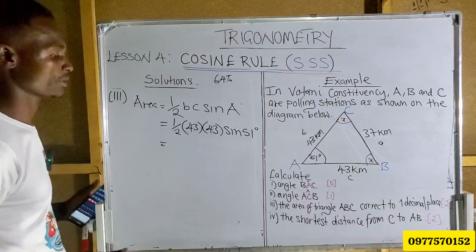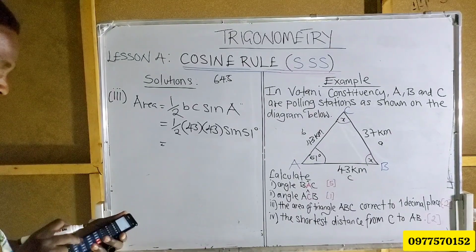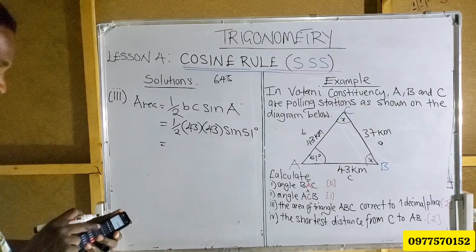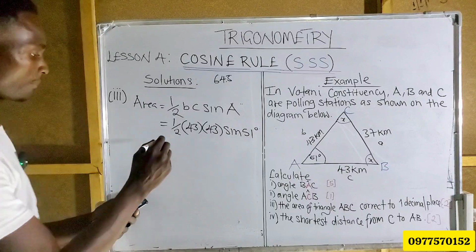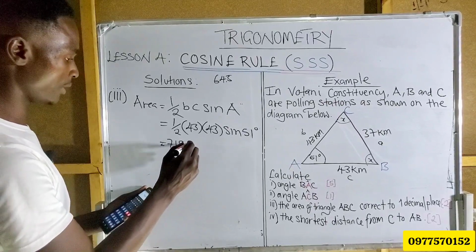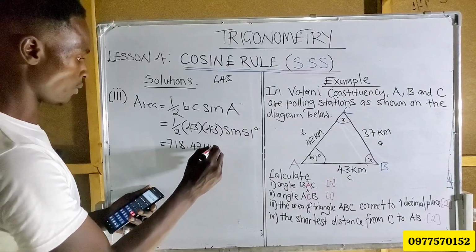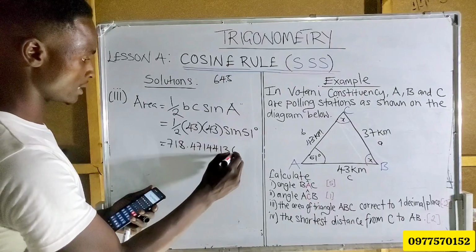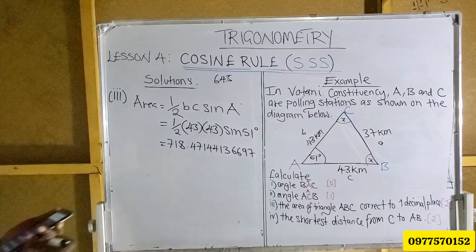So when you calculate there, 0.5 multiplied by 43 times 43 sine 51, this is giving me 718.4714... Now the degree of accuracy is specified.